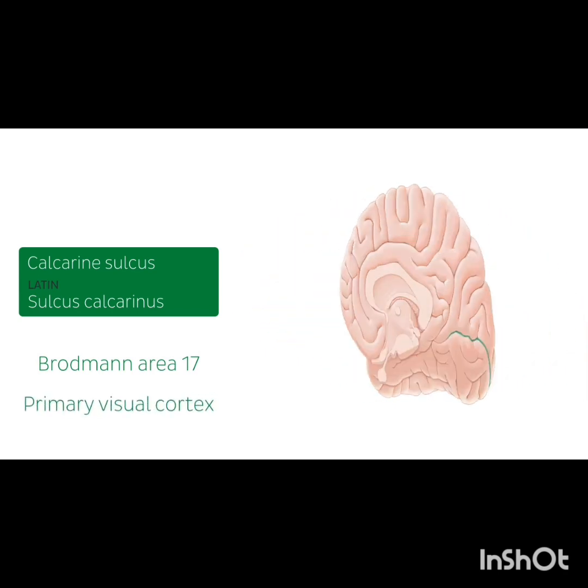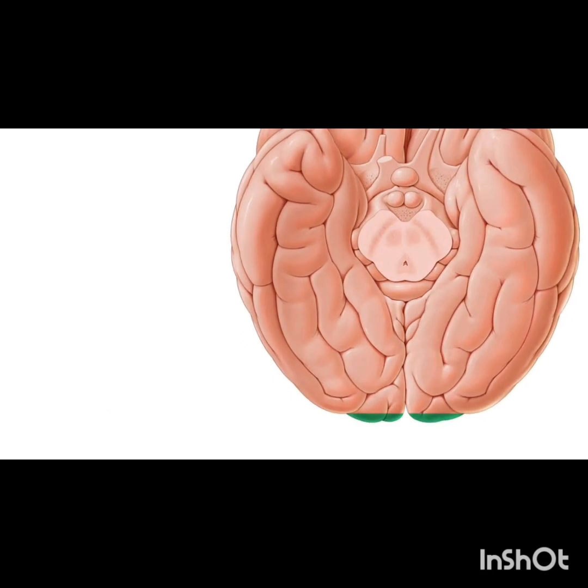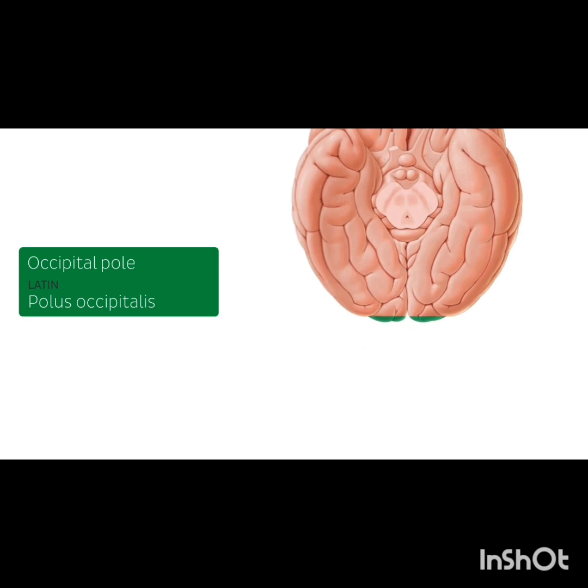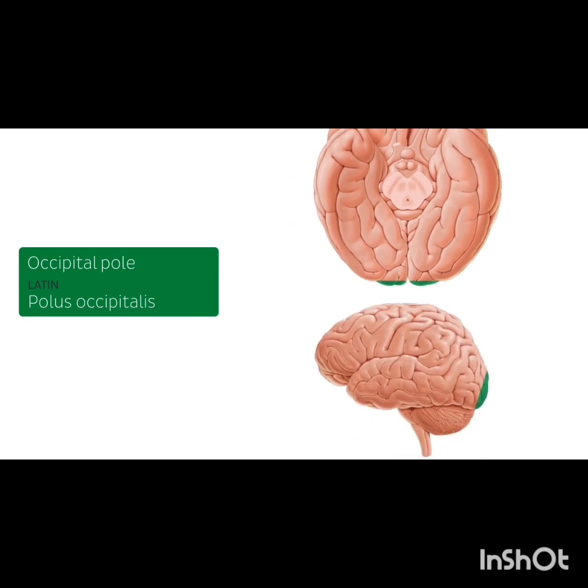The next structure we're going to be highlighting here is a pole known as the occipital pole. Now, this is the most posteriorly located part of the occipital lobe, which you can also see here from this lateral view of the brain. In the illustration that you see below, you can better visualize the occipital pole as seen from the lateral view of the cerebral hemisphere.